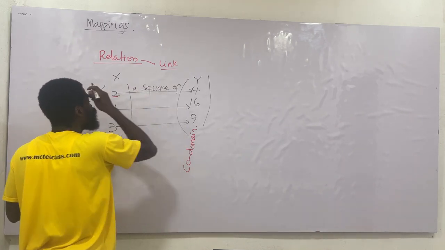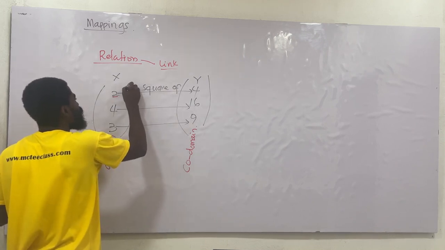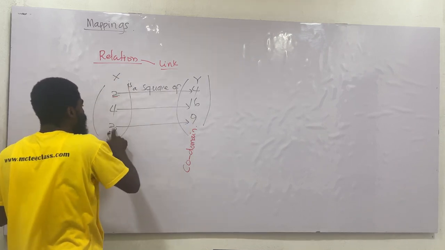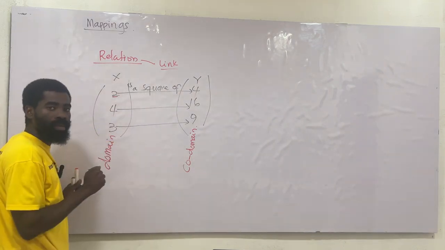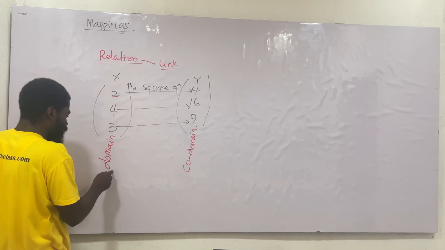A square of. So 4 is a square of 2. 16 is a square of 4. 9 is a square of 3. This is what is happening here. So this is the what? This is our mapping. That means in mappings, we need to have a domain.